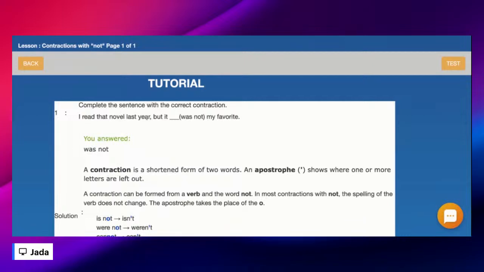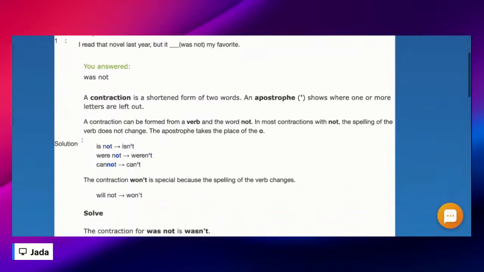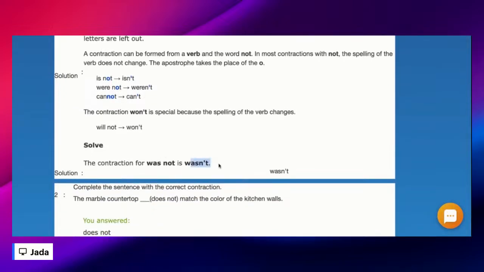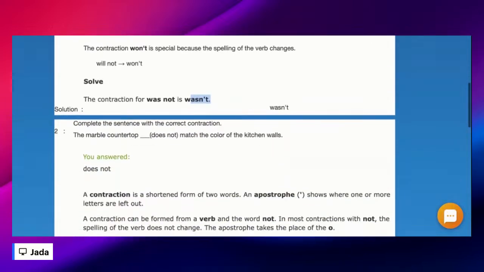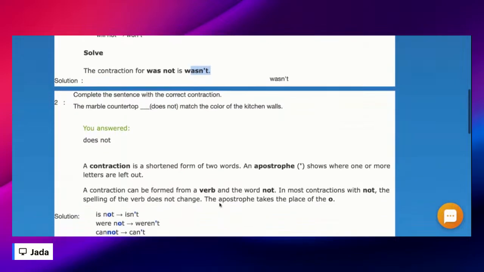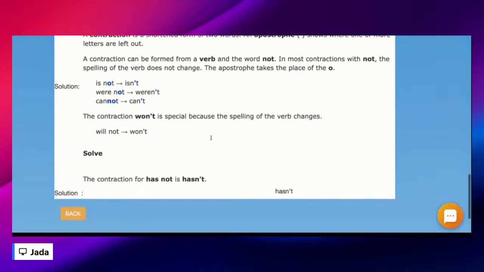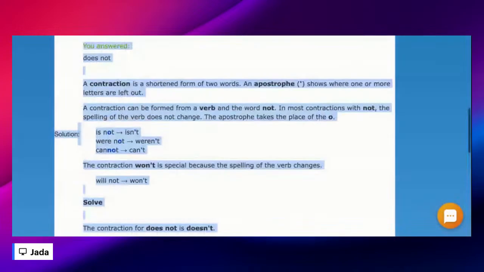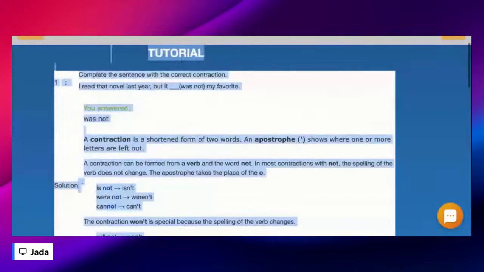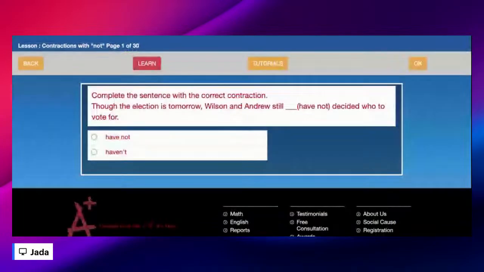I read that novel last year, but it was not my favorite. So was not. You remove the O and it becomes wasn't. The marble countertop does not match the color, so we did this before. And then: Ivan emailed Lauren last week, but he has not heard back. Okay, has not, so hasn't. Once you remove the O, it becomes hasn't heard back. Okay, so all right, let's move into the test now.